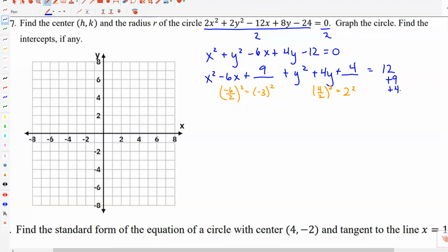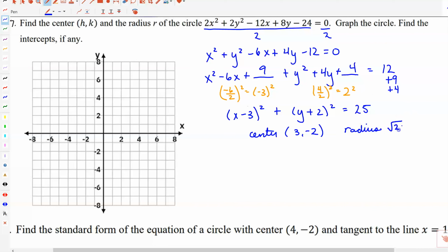Alright, so if I go ahead and finish factoring these, because they're going to be perfect square trinomials now, I'll have x minus 3 squared plus the quantity y plus 2 squared is equal to, and on the other side, if I add those together, I get 25. So now I see that my center is (3, negative 2). Remember, it's always the opposite of the sign that you're seeing. And the radius is the square root of 25, which is 5.